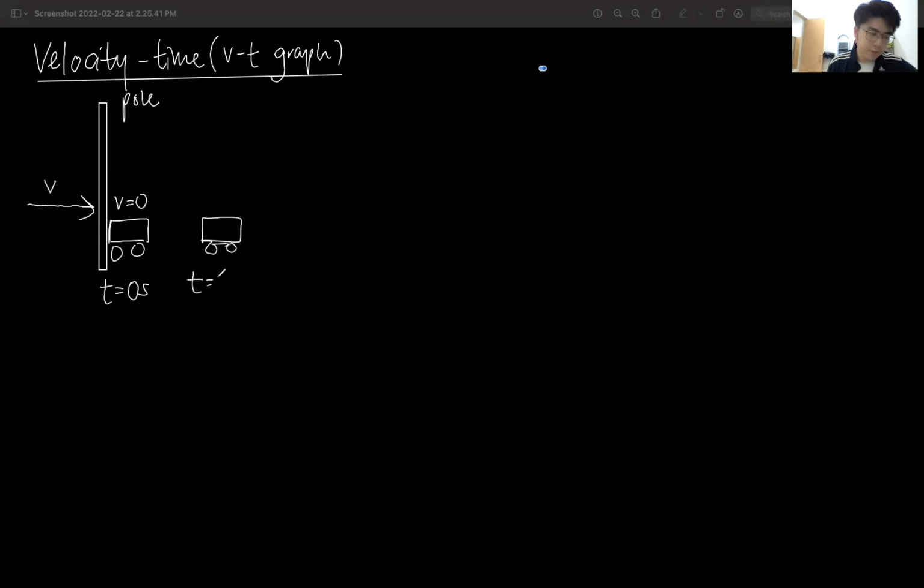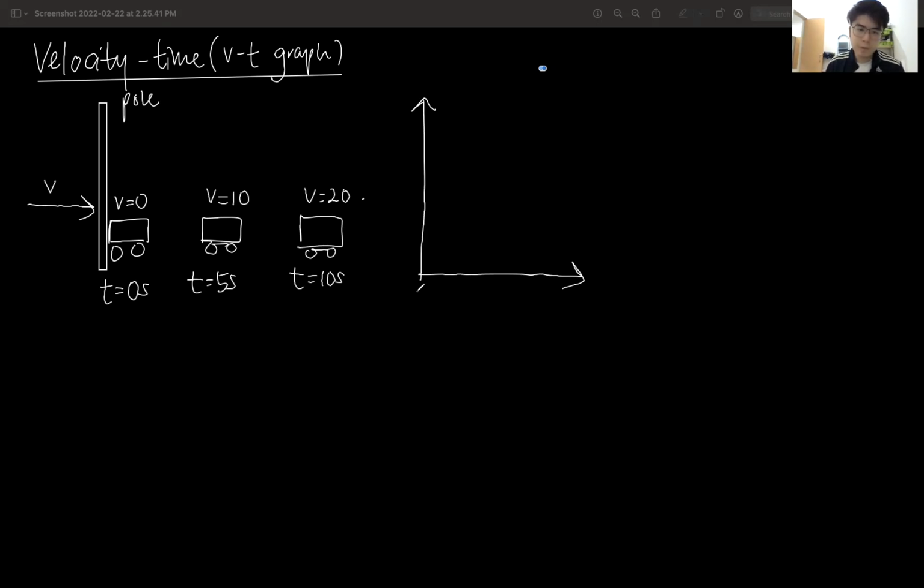After 5 seconds and 10 seconds, at an interval of 5 seconds, our speed goes to 10 and 20. Okay, then we sketch the graph. 0, 5, 10. 0, 10, 20. It's the same shape, a straight line graph, like the displacement time.